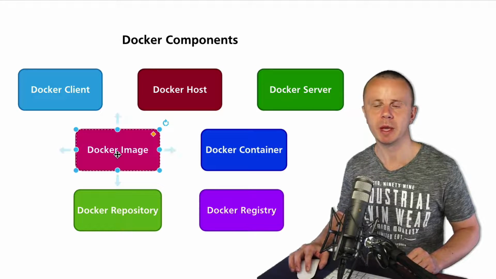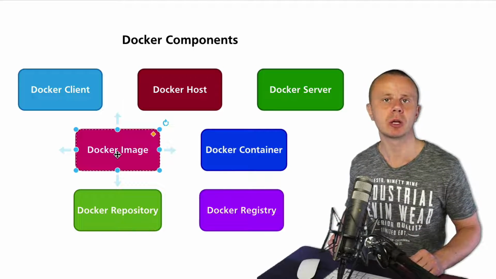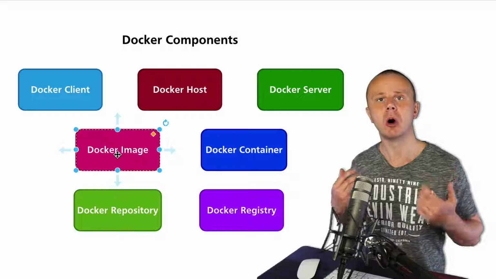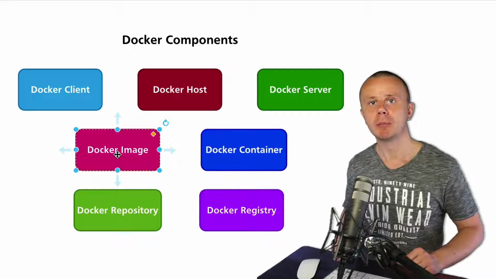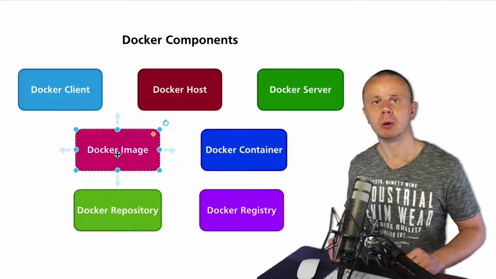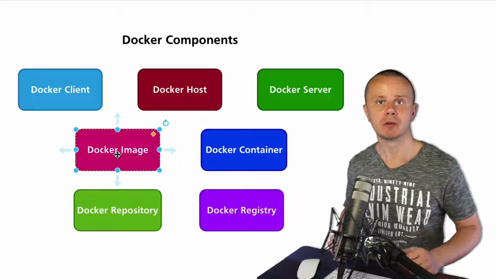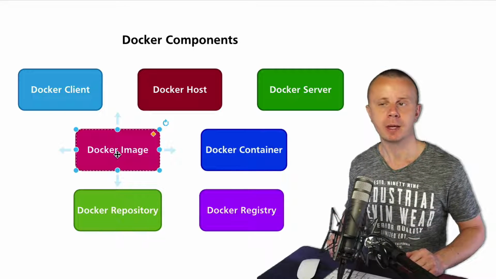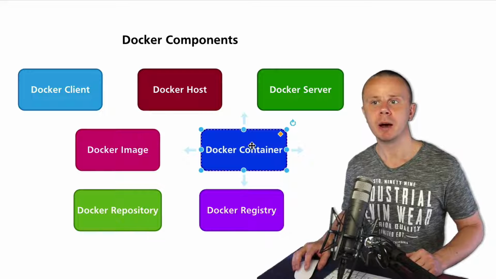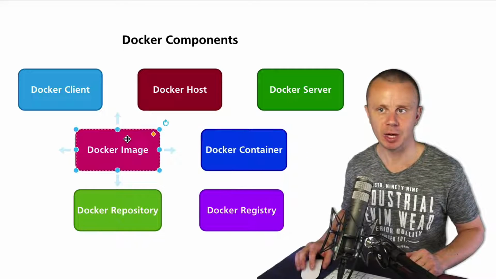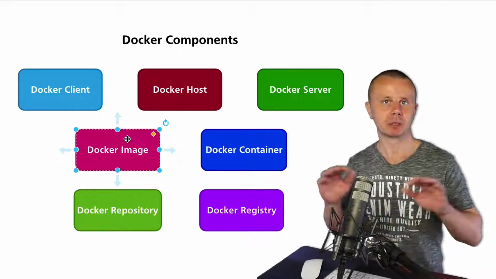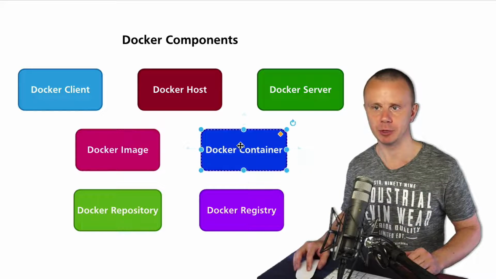Next, Docker image. Docker image is used for creation of Docker containers. It is a read-only set of files, and you are able to create your own images or download already created images, for example, from Docker Hub. A Docker container is running based on a specific Docker image, and you are able to create multiple containers from the same Docker image.